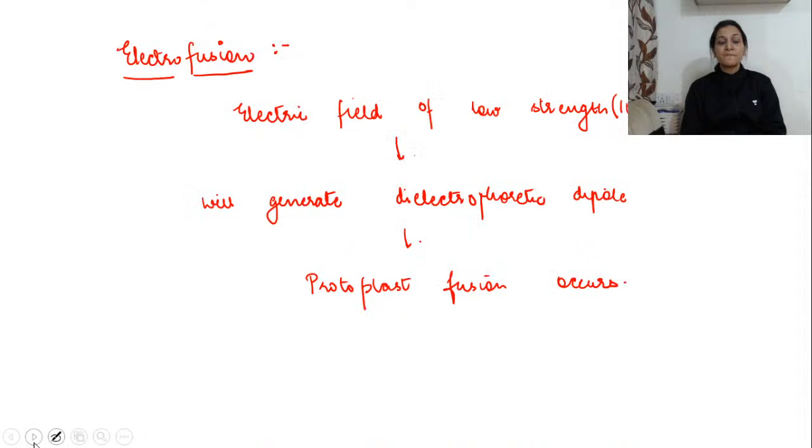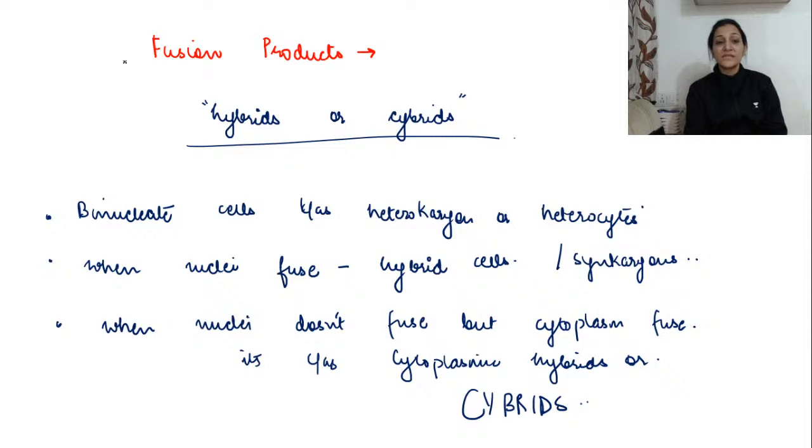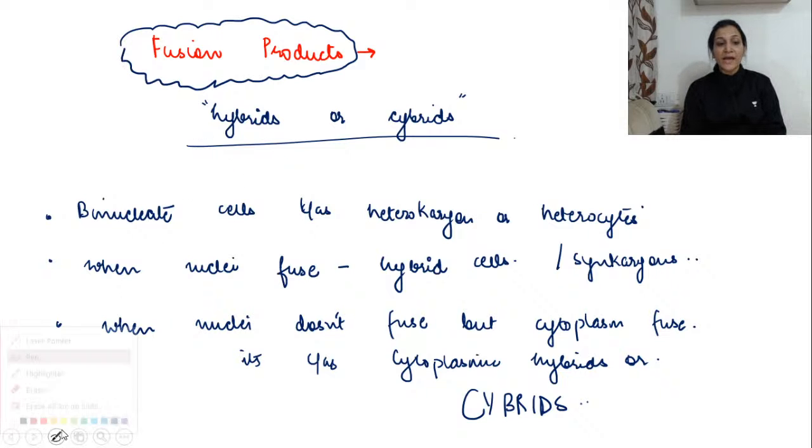After this, we have seen electro fusion, and after that we have seen what the fusion products are. Very important, because this is what I've written in the description, that we'll be talking about hybrids and cybrids. So you should know the difference between hybrids and cybrids, which I have made quite clear: when the nuclei fuse, they are called hybrid cells, and when the nuclei don't fuse, they are called cytoplasmic hybrids or cybrids, right? Very easy to remember because the words are self-explanatory.